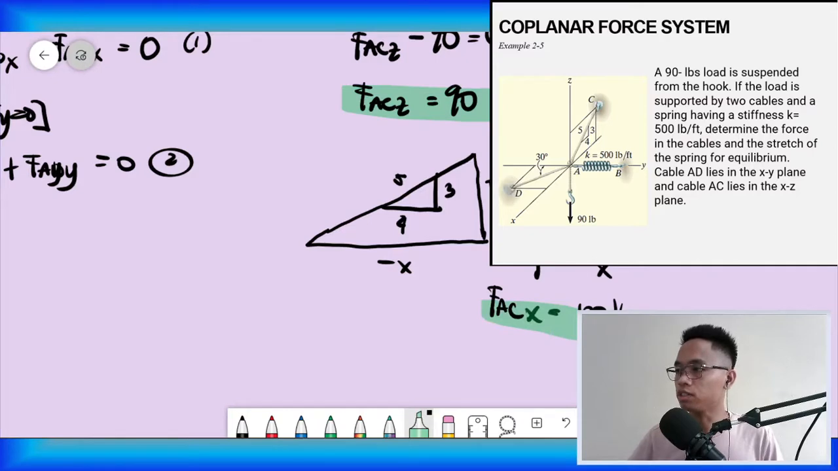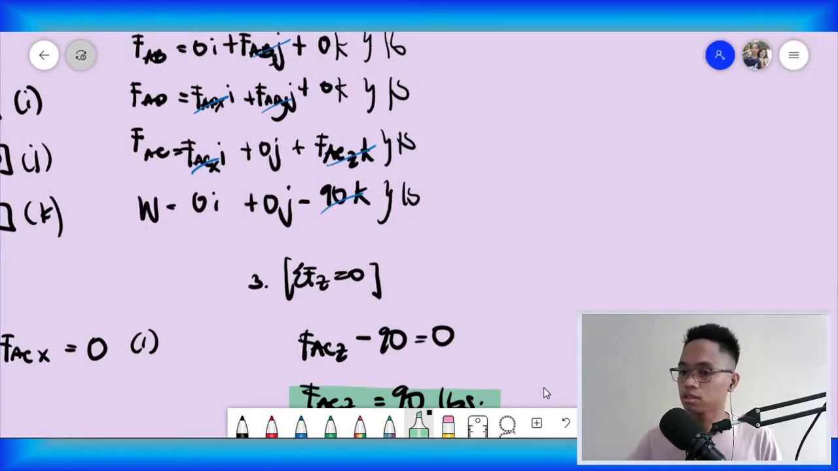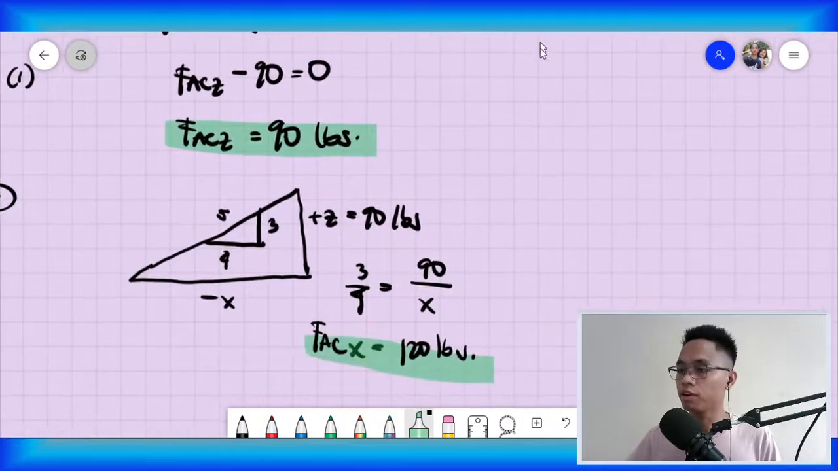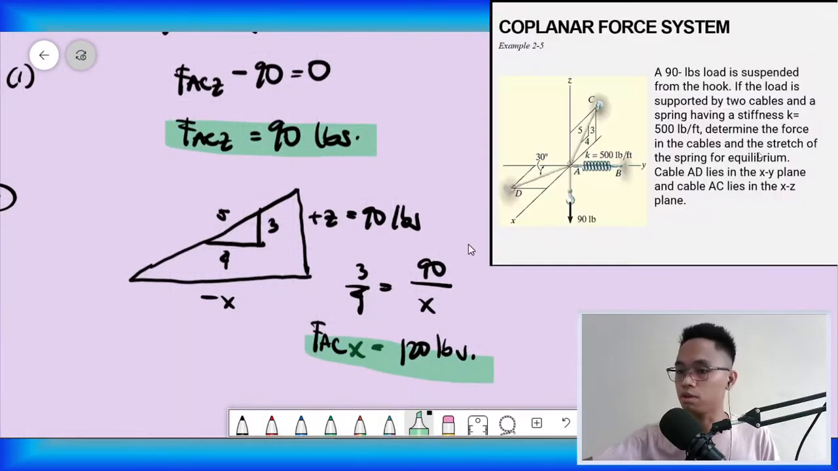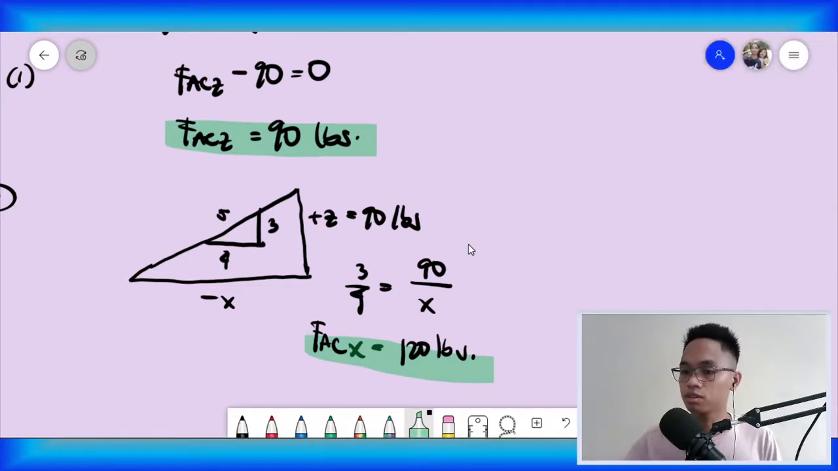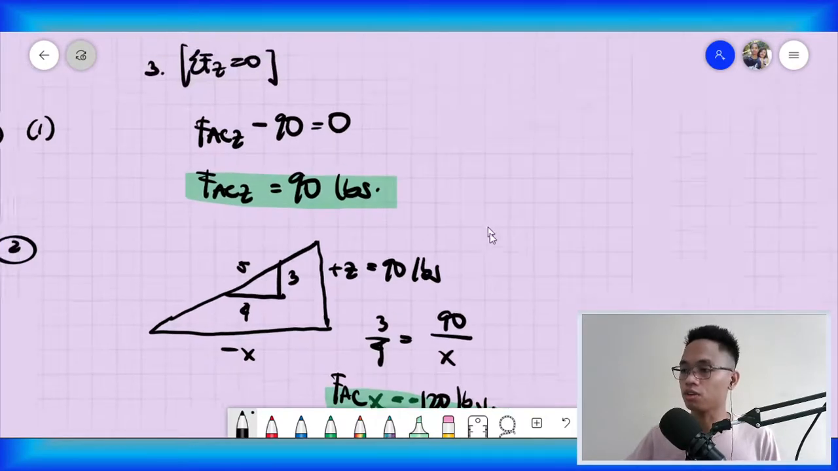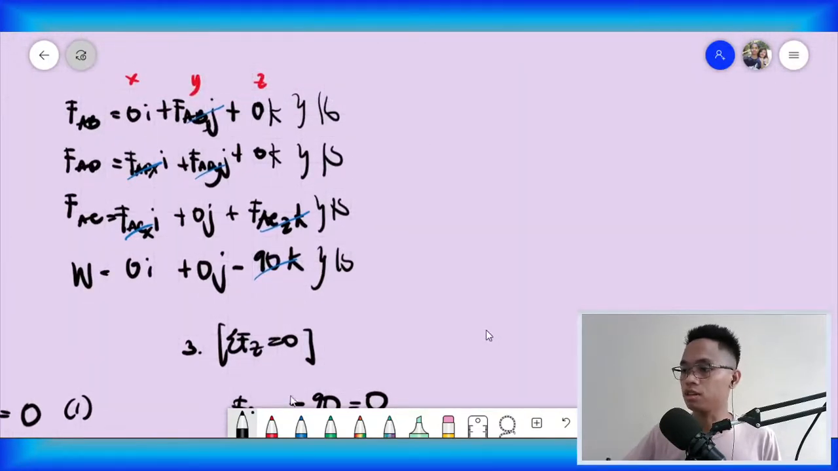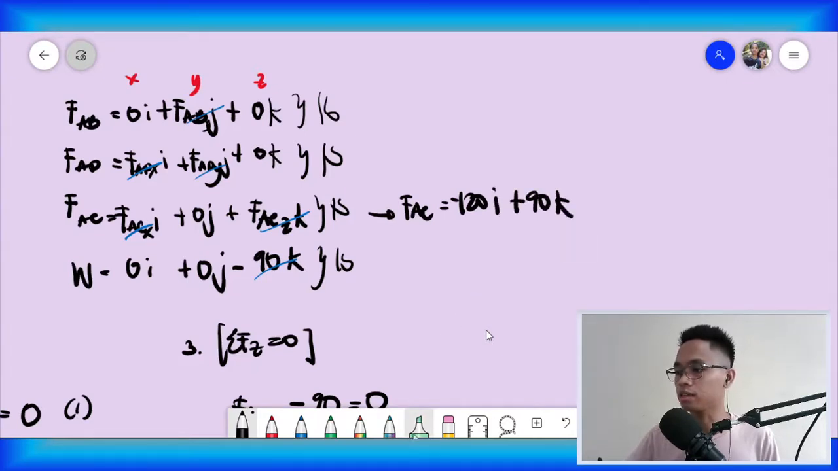So therefore, we express this based on the ratio or proportion of the slope given above. So therefore, your FAC is negative 120. Negative, because again, it is in the negative x direction. Now if we are going to solve this, we express FAC as negative 120i plus 90k. Therefore, this would be our FAC.